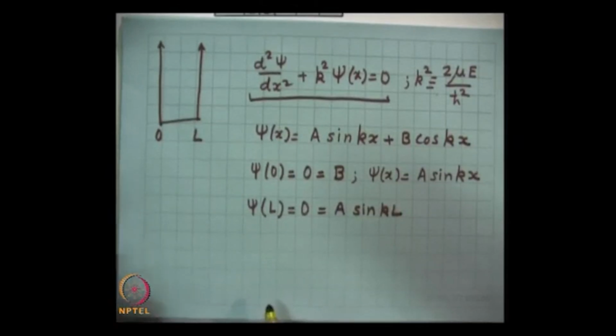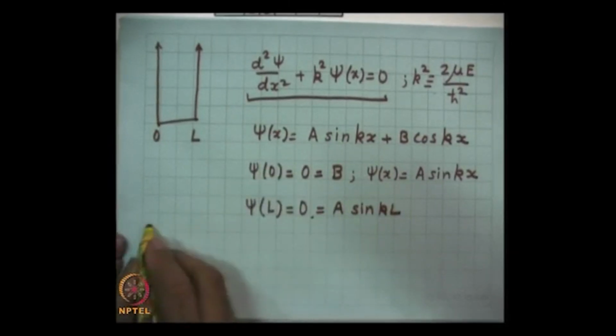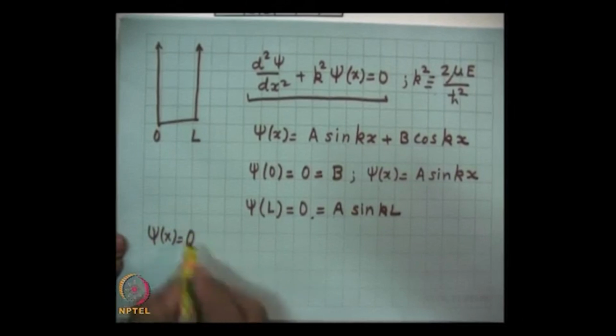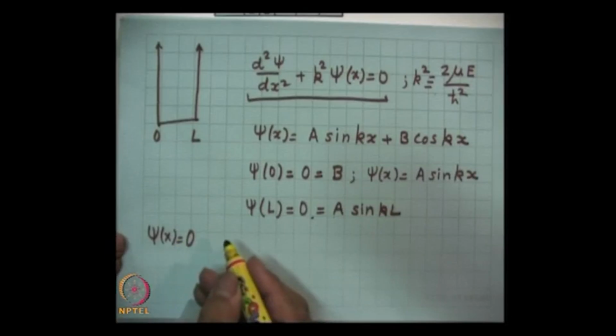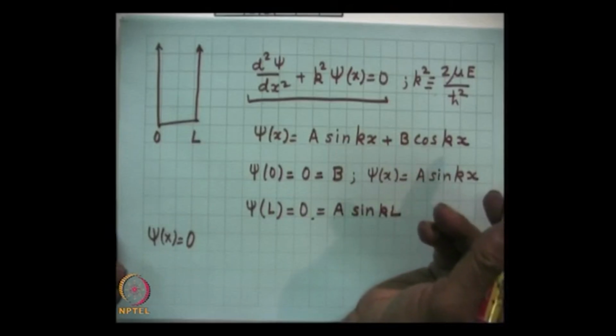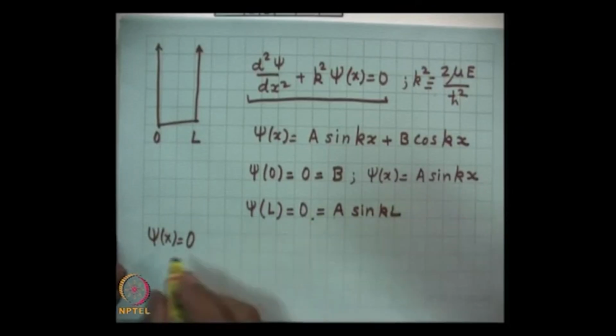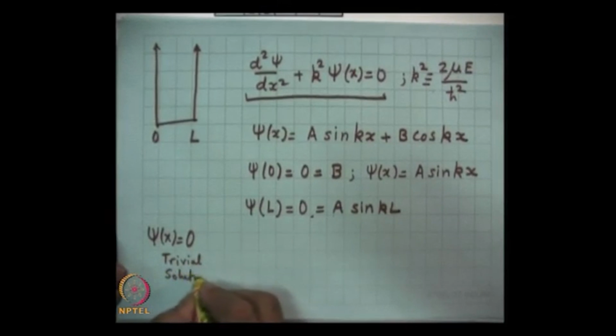Now, it has two possible solutions. Either a is 0. If a is 0, then psi of x is 0 everywhere. That is known as the trivial solution. It does not correspond to any physical situation. If the wave function psi of x is 0 everywhere, any value of E is possible. So, there is no particle anywhere. So, that solution, psi of x equal to 0 everywhere, is known as the trivial solution, and we will neglect it.